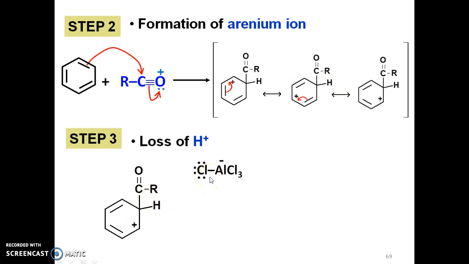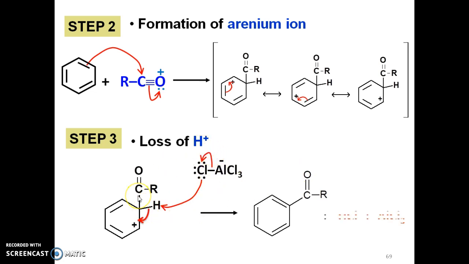As usual, we must use the AlCl4 minus that we produced in step number 1, because we need to produce back our catalyst AlCl3. So one lone pair from the Cl attacks H, and this bond goes to the C single bond C to form a double bond, and then we break this Cl-Al bond to form our catalyst back. Both electrons go to the Cl. So they will produce benzene attached to the C double bond OR, plus HCl, and then AlCl3. This is the mechanism of Friedel acylation of benzene.